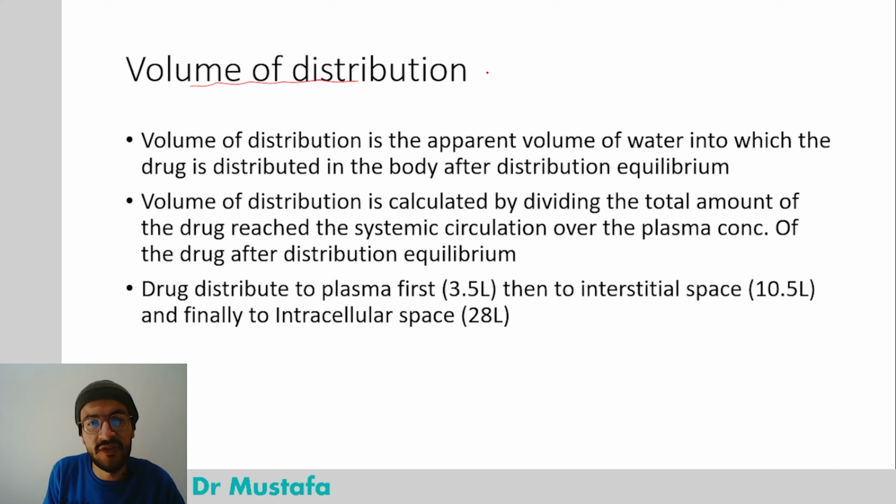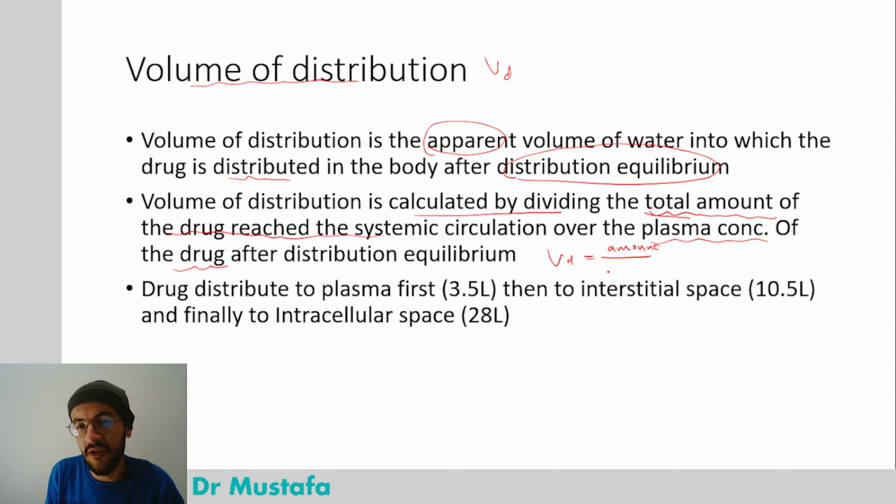So the volume of distribution, also abbreviated as VD, is the apparent volume of water into which the drug is distributed in the body after it reaches distribution equilibrium. So volume of distribution is calculated by dividing the total amount of the drug that reaches the systemic circulation over the plasma concentration of the drug after distribution equilibrium.